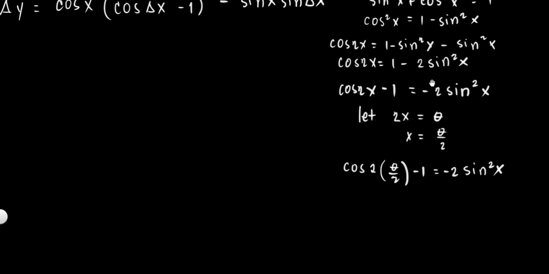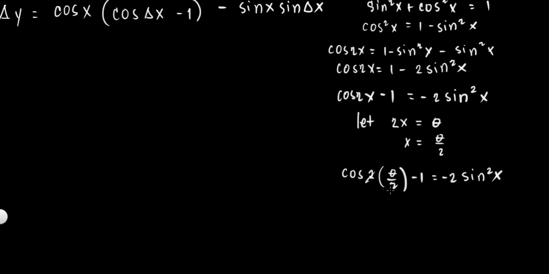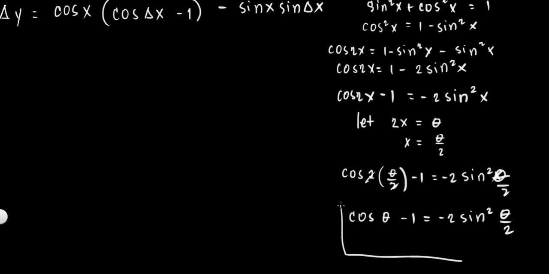Okay? Then we cancel the 2. 2 over 2 is 1. So cosine of theta minus 1 is, I'm sorry, this is also theta over 2 because x is theta over 2. Okay, so equal to minus 2 sine square theta over 2. So cosine theta minus 1 is minus 2 sine square theta over 2. So ito yung ating kailangan.